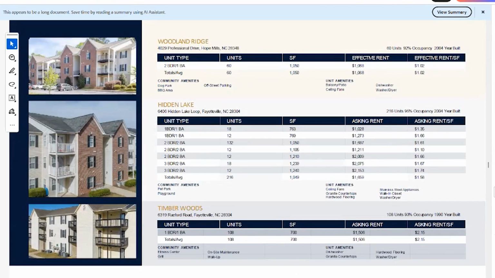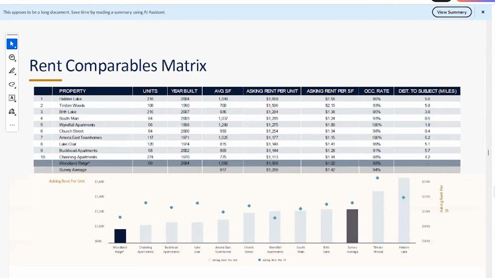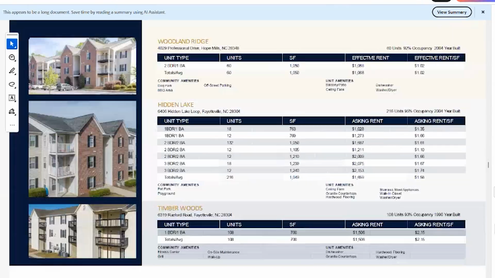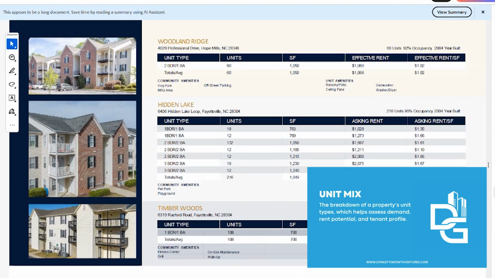Now they're actually showing us what these other units look like. That's really important as well. They're just giving us numbers here, but it's easier to understand why they might be charging these rent prices if we can see what they actually look like. So let's look out for Hidden Lake and Timberwoods since they're charging the most. Hidden Lake, Timberwoods, and here's our property at Woodland Ridge. They don't look that different, which is a good sign, but they do have more of a unit mix. These are all two-bedroom units.